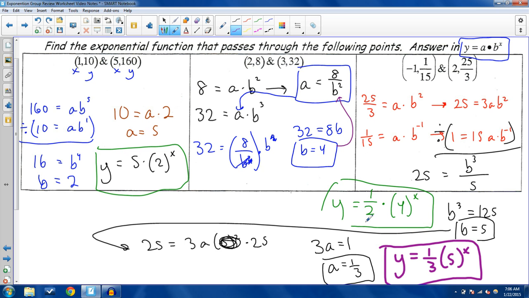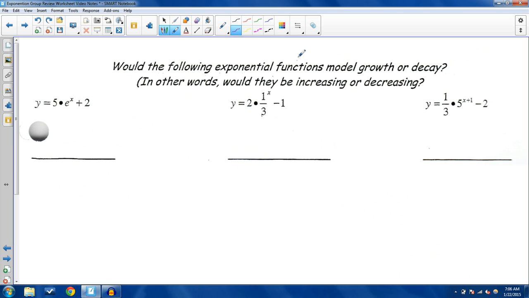You know what's funny about these equations is they give us fractions here for a. We've never graphed with fractions for a. I'm really surprised they give us something of this magnitude instead of fractions for b. Anyway, I digress. Would the following exponential functions model growth or decay? In other words, would they be increasing or decreasing?